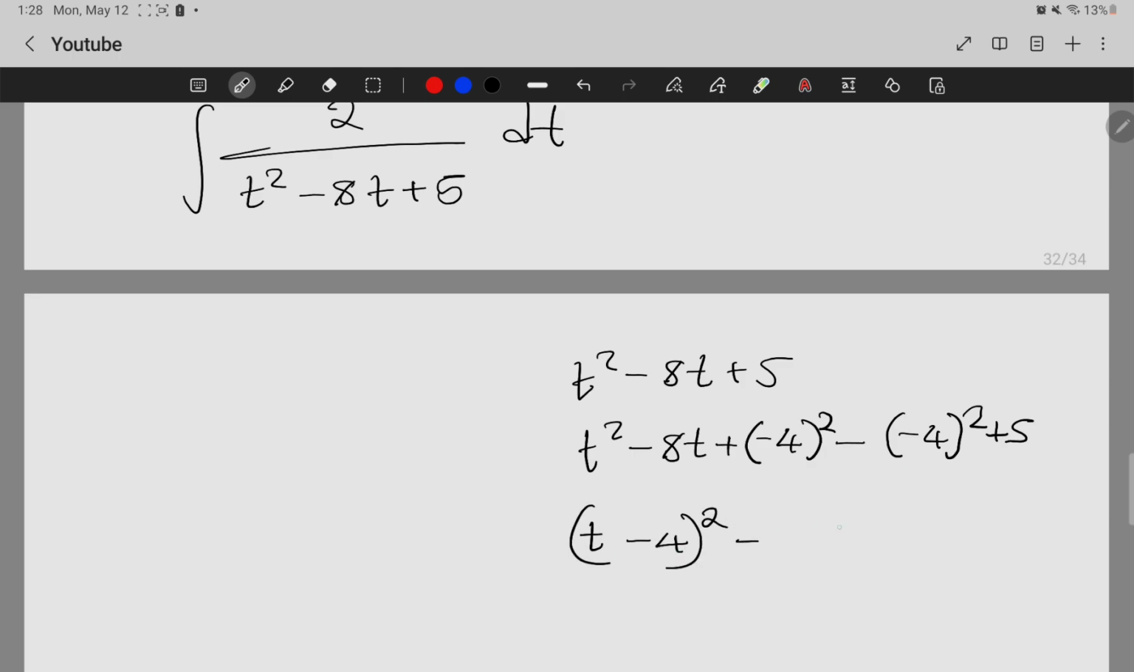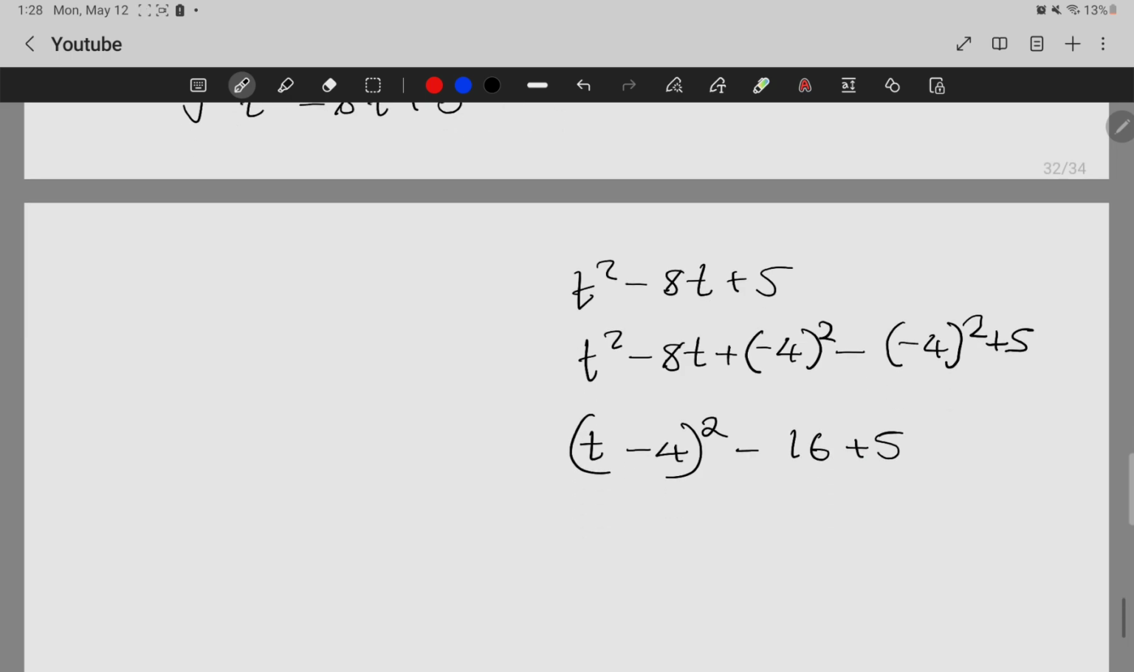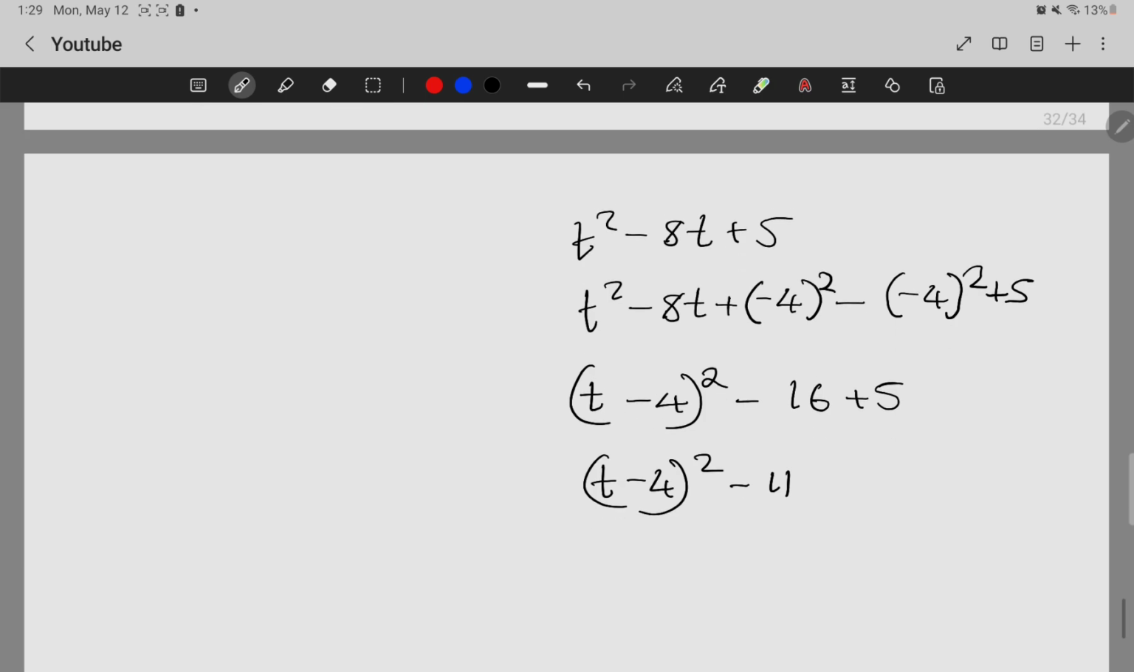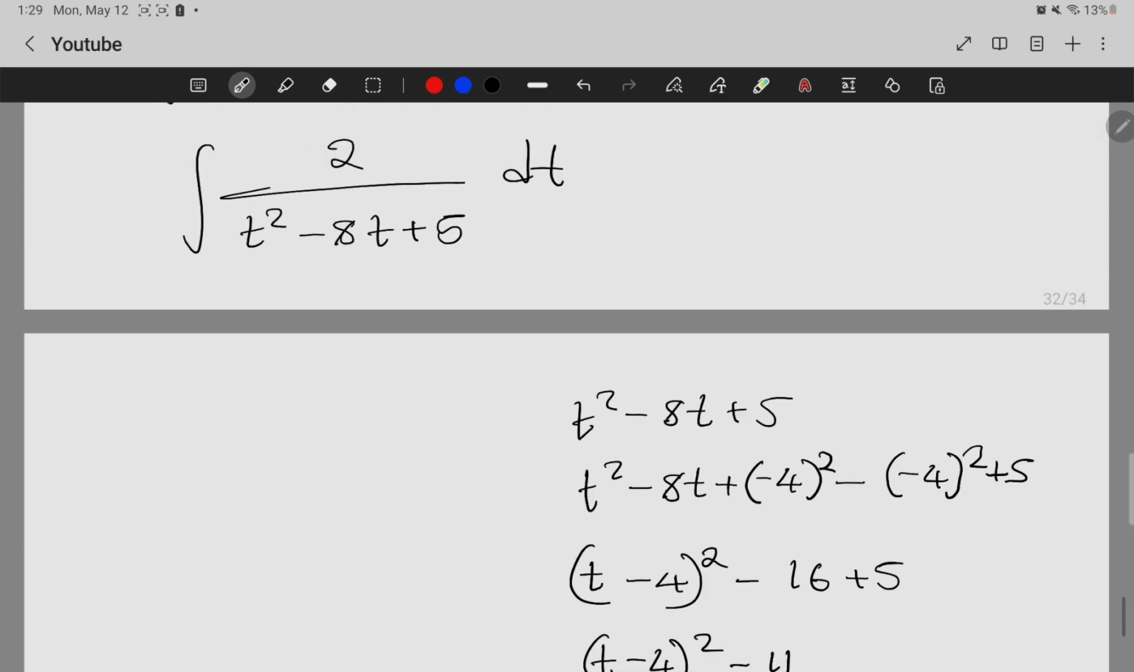And then minus this one I'll square to 16 plus 5, so that here you have t minus 4 squared. Then when you combine these two, you end up getting minus 11. So let's confirm again. We have half of that, which is minus 4. So we square it, add it, subtract it. Then that is going to be 16 and so on. Okay, so we have completed the square.